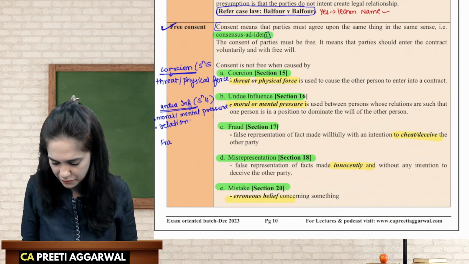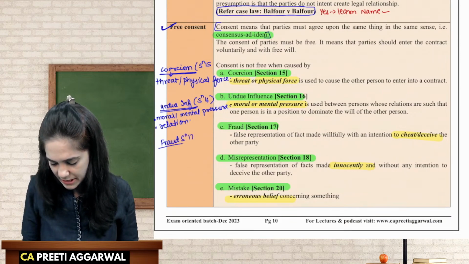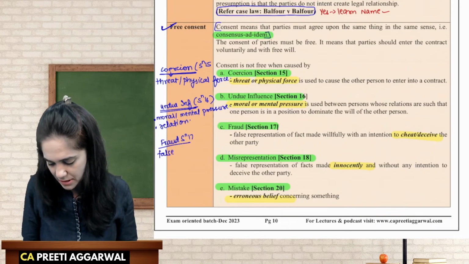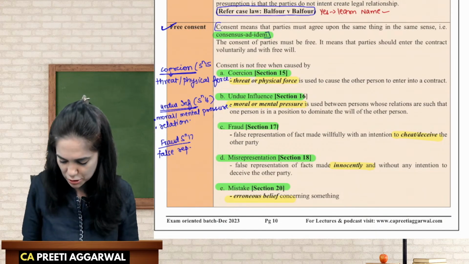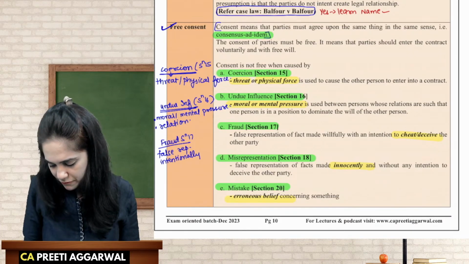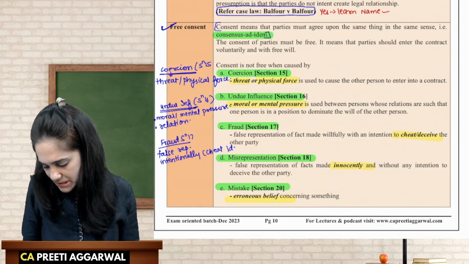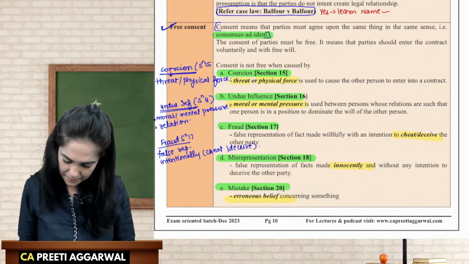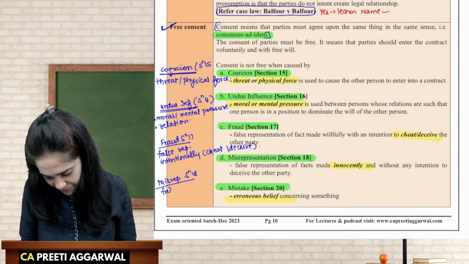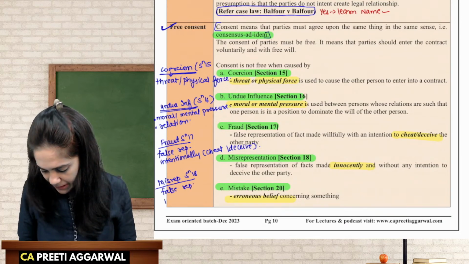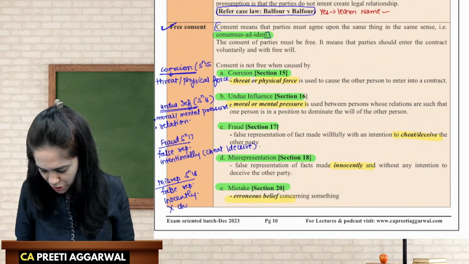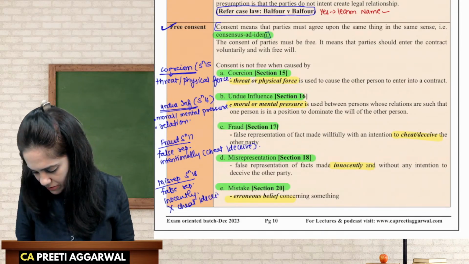In case of fraud, what are the keywords? There must be false representation. False representation is the keyword. There is false representation of fact, made intentionally, with the aim of cheating or deceiving the other party. In case of misrepresentation, section 18, there is false representation, I agree, but it is made innocently. There is no intention to cheat or deceive the other party.